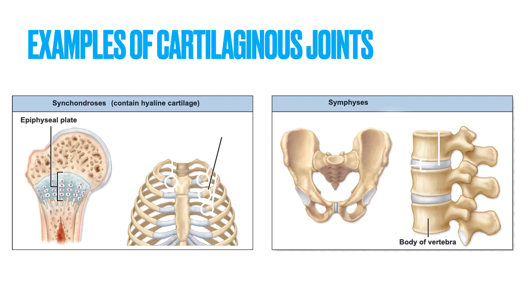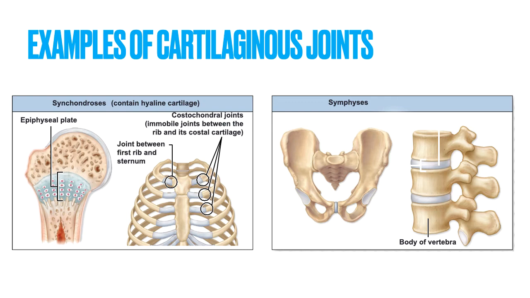The epiphyseal plate is just where new bone growth occurs, and you're going to find that at the end of each long bone. You can also find this type of joint at the costochondral joints, where the costal cartilage comes together. And you can also find them at the joint between the first rib and the sternum, or between the ribs and the sternum.